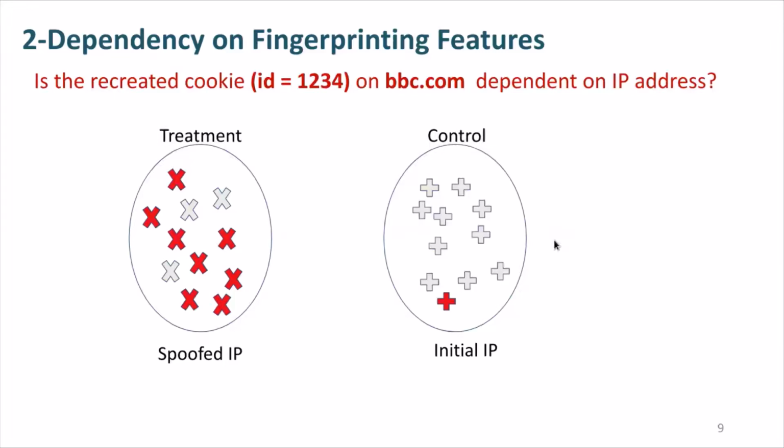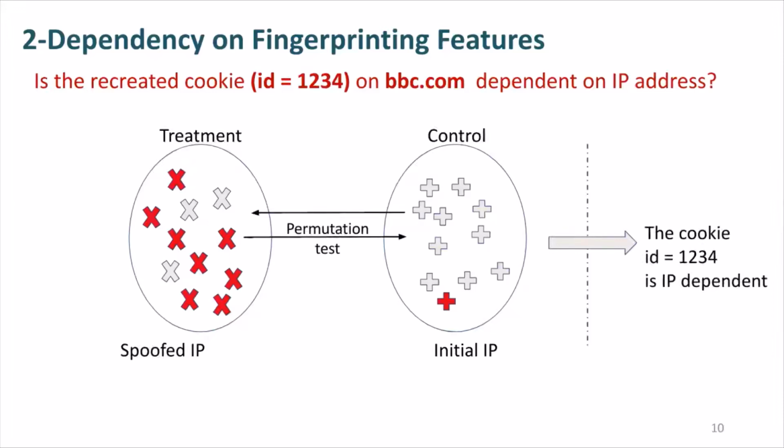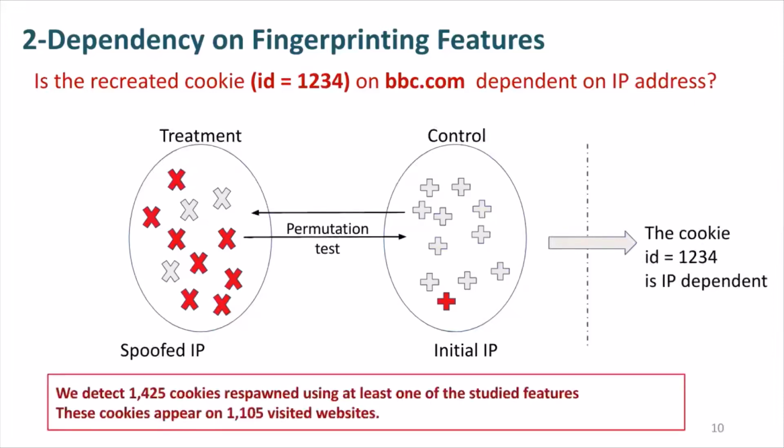Next, we performed a statistical test, a permutation test, and we considered that the cookie is IP dependent if it's statistically significant. As a result of this study, we detected 1,425 cookies that are respawned using at least one of the studied features. I have to mention that in our work, we considered 8 fingerprinting features. You can always refer to the paper for more details. We found that these cookies appear on 1,105 visited websites.